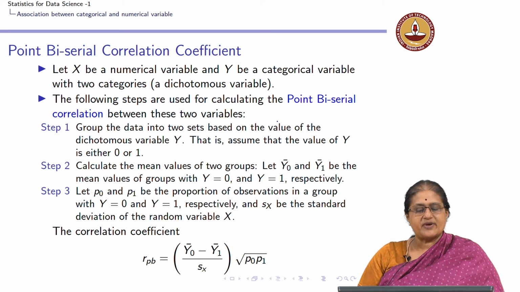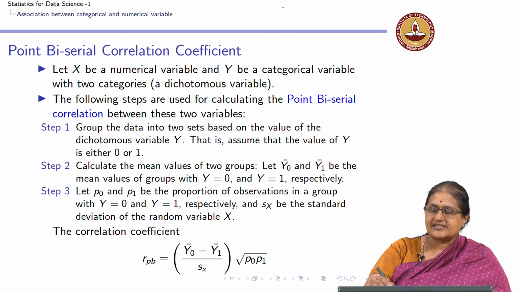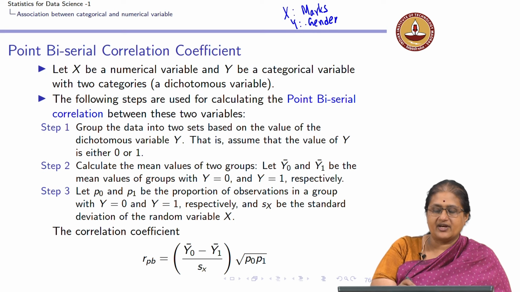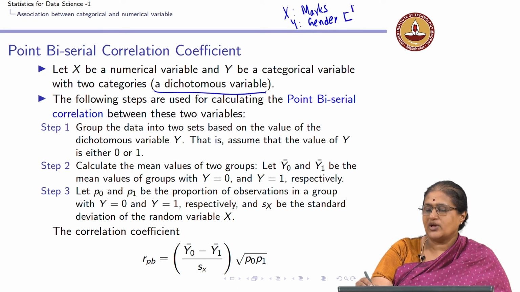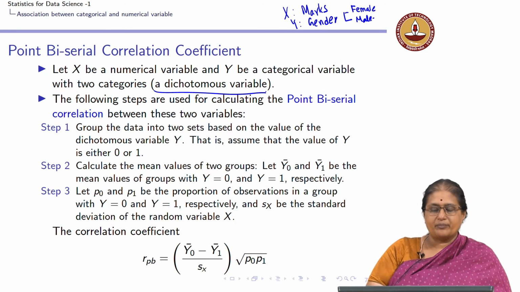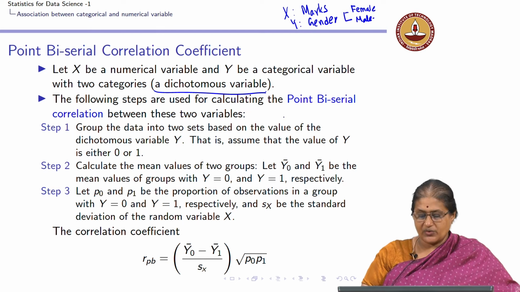So, let x be a numerical variable and y be a categorical variable. In our example, x is my marks, the numerical variable, and y is the gender, the categorical variable. I am assuming a dichotomous variable: gender has 2 levels, female and male. How do I compute the point biserial correlation between these two variables?